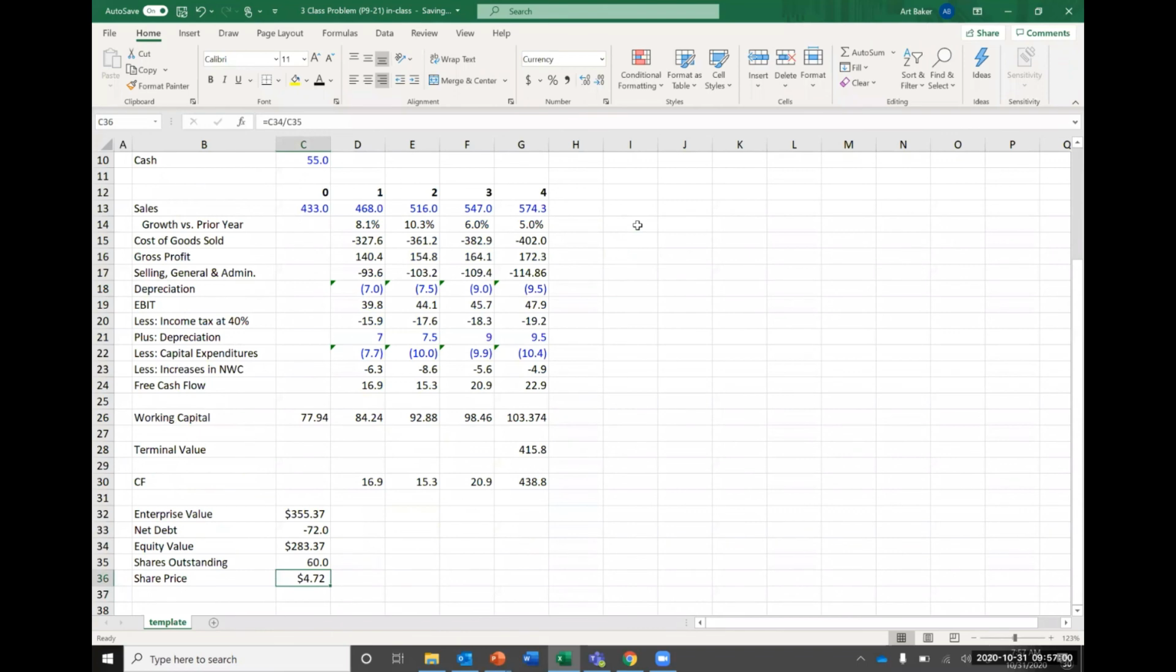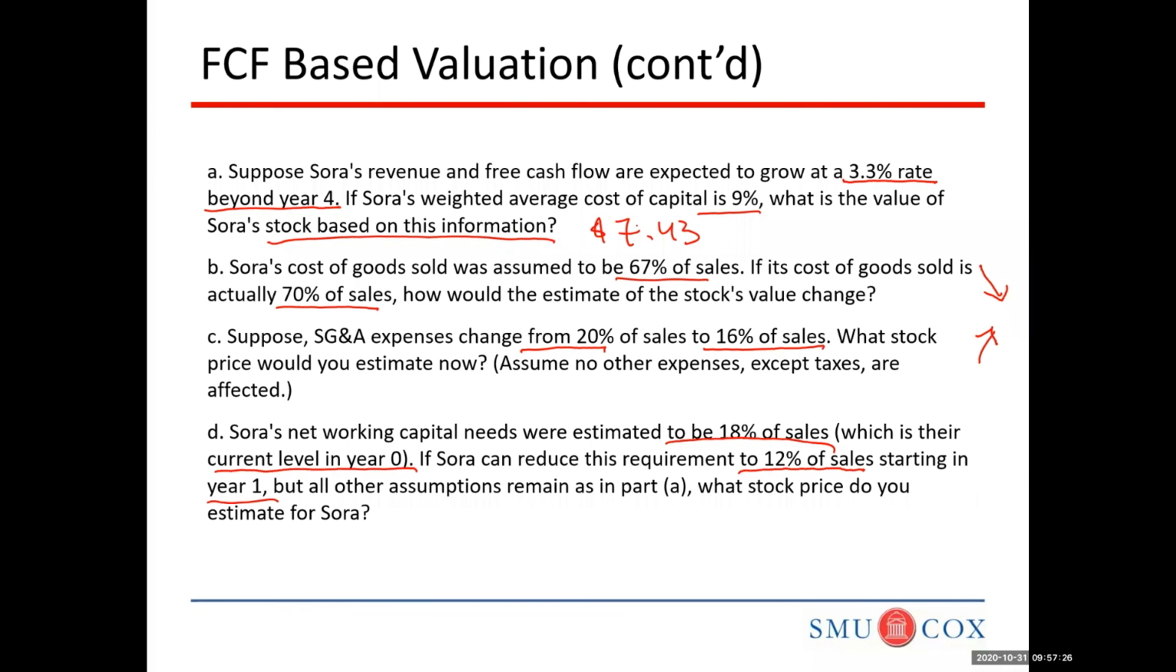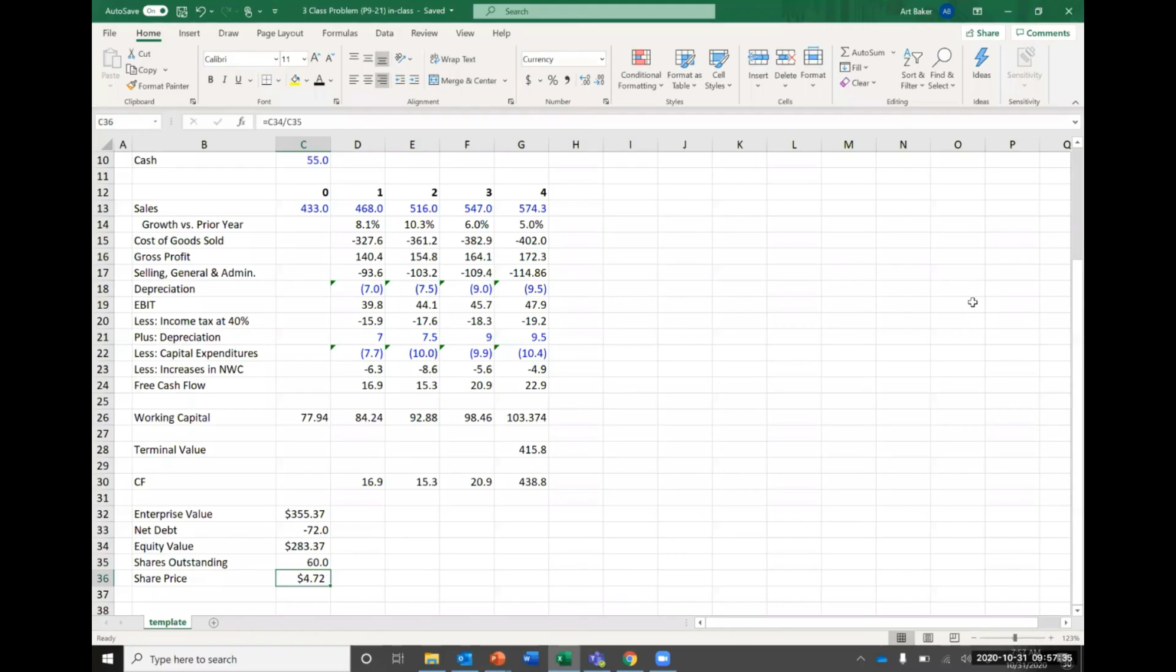It is 472. Again, if you've done everything correctly, you now have the answer to question B. With a higher cost of goods sold, your share price would be 472. We expected it to go down, and it is 472. Any questions here?